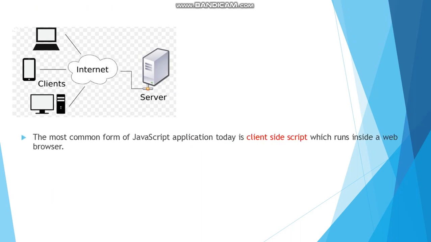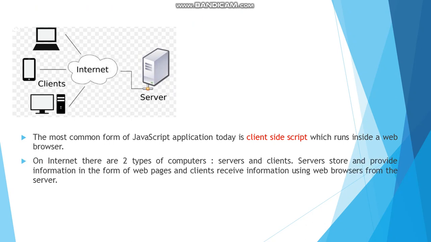The most common form of JavaScript application today is client-side script, which runs inside a web browser. On the internet, there are two types of computers, you know very well: server computers and client computers. Servers store and provide information in the form of web pages, and clients receive information using browsers from the server. So there are two types of computers. Whenever we connect our computer with the internet, then our computer becomes a client computer because we need some information.